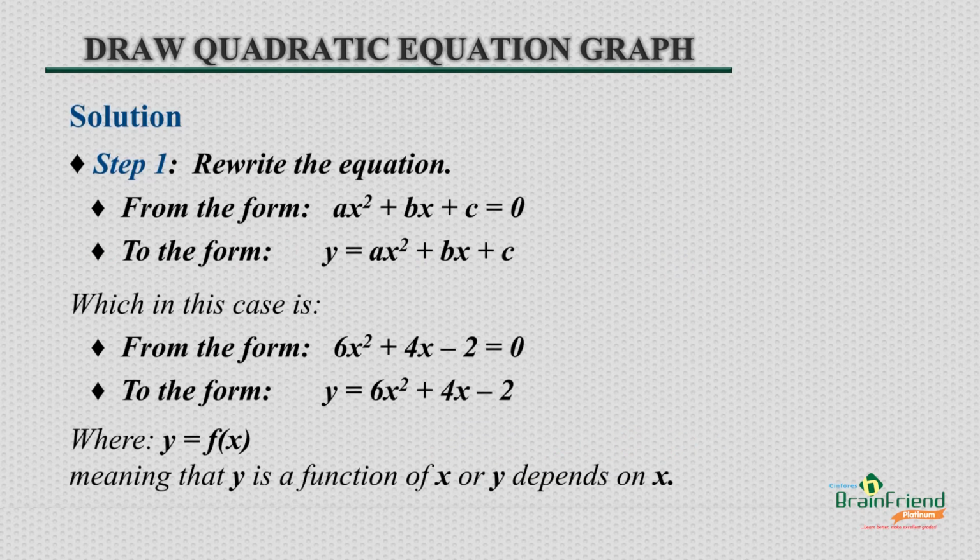We have to rewrite the equation from the form ax squared plus bx plus c equal to 0 to the form y equal to ax squared plus bx plus c, which in this case is 6x squared plus 4x minus 2 equal to 0 to the form y equal to 6x squared plus 4x minus 2, where y equal to f of x. This simply means y is a function of x, or y depends on x.